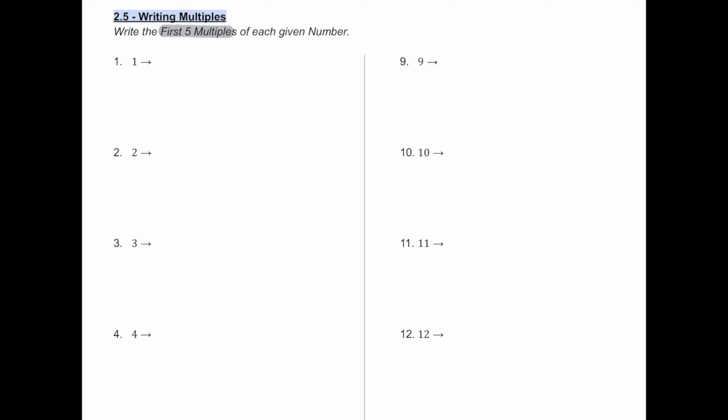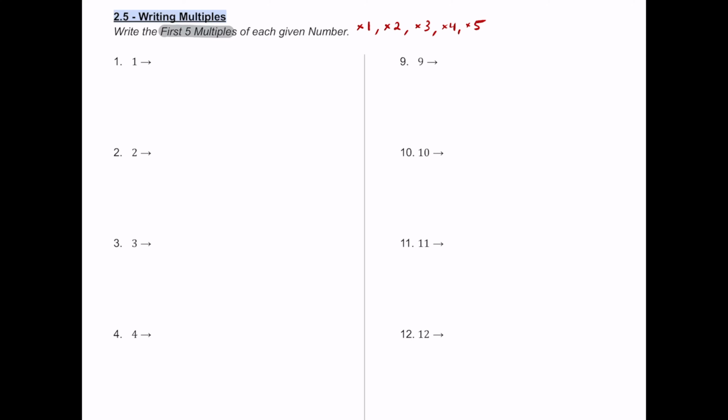To write each of the first 5 multiples, you can either keep adding the number over and over again, or you can multiply the number by 1, then multiply the number by 2, by 3, by 4, and by 5. Let's give these a try.